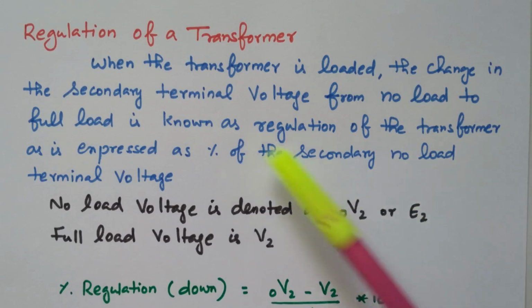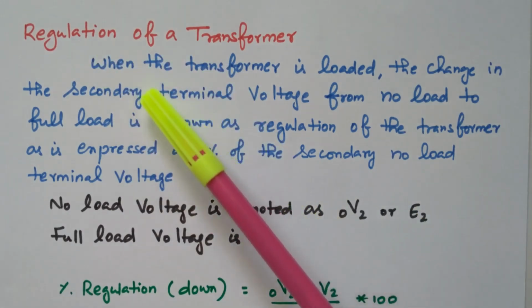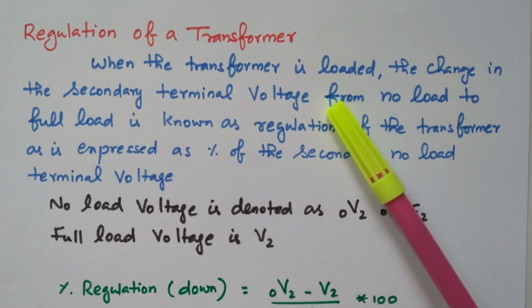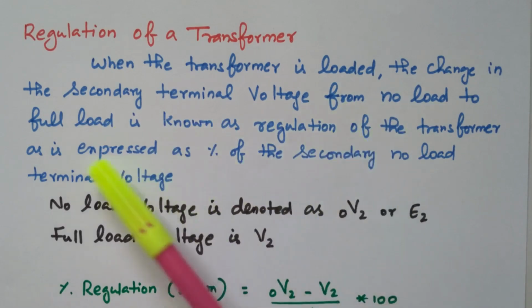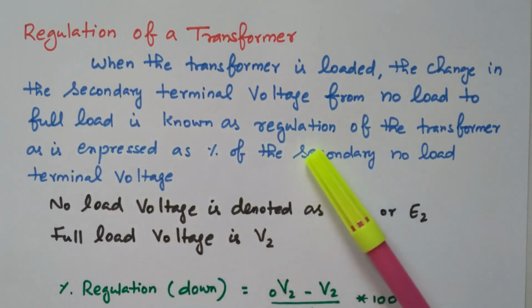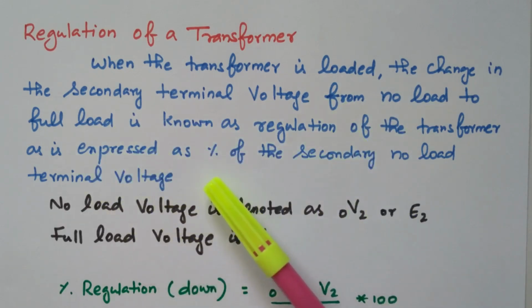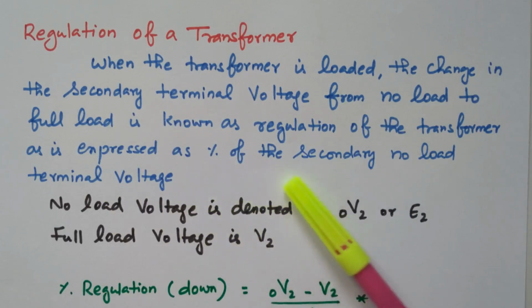Now we'll go to the topic, regulation of a transformer. Regulation is when the transformer is loaded, the change in secondary terminal voltage from no load to full load. This is called the regulation of a transformer. It is expressed as a percentage of the secondary no load terminal voltage.